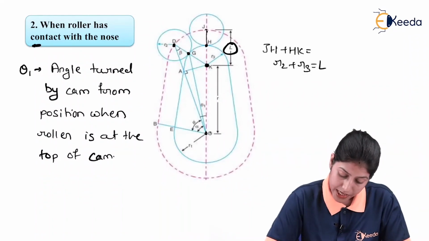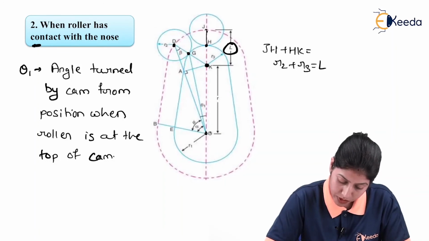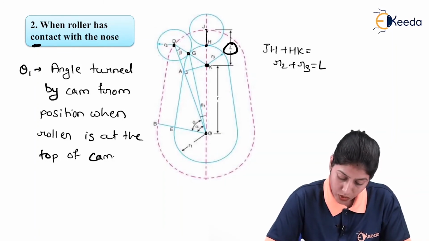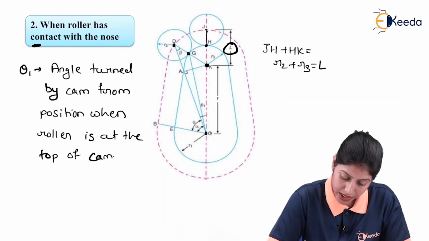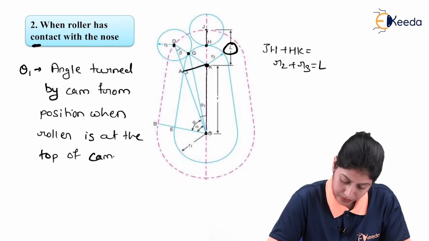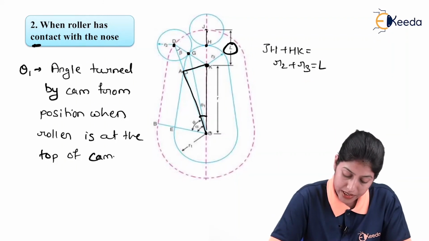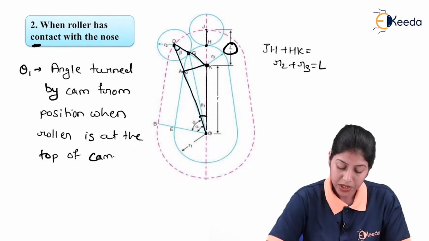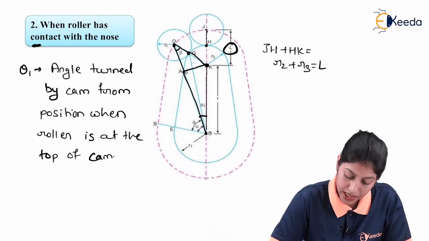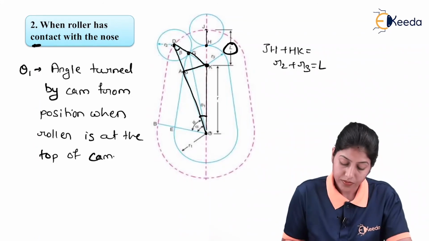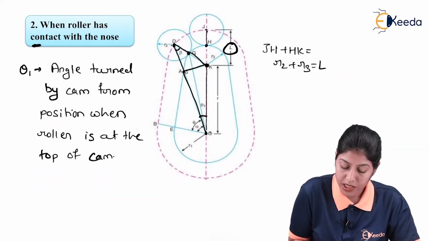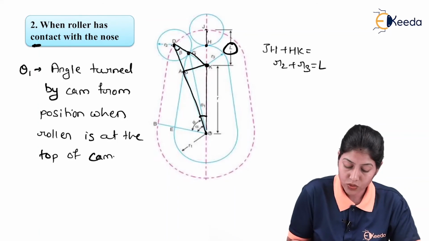So here we can define these terms OA and AD with the help of these two triangles OAK and ADK. First triangle is this with angle theta 1 and second triangle is this with angle beta. Beta angle is representing this angle KDB. So with the help of these two triangles we can define these two values.